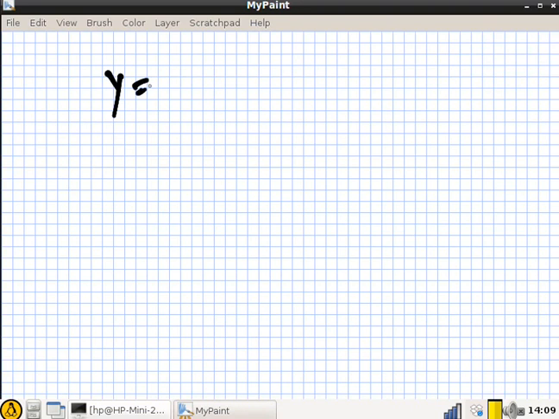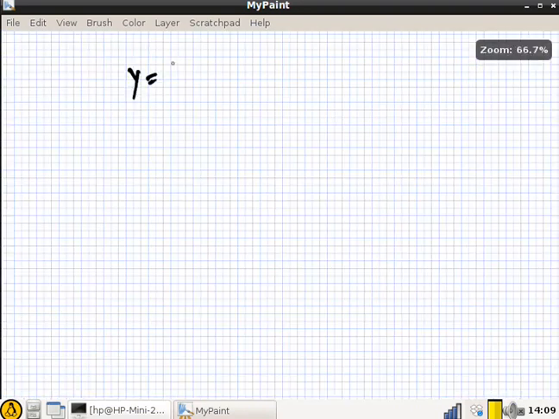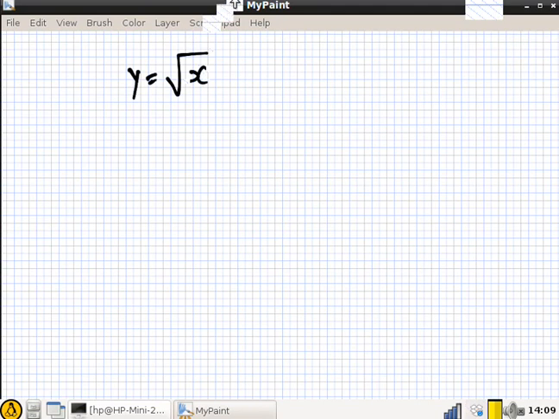y equals square root x. So this one was a bit tricky to do from first principles. It would be unlikely for the exam, very unlikely, because it's quite difficult, but it's not impossible. So we'll have a look at that now.